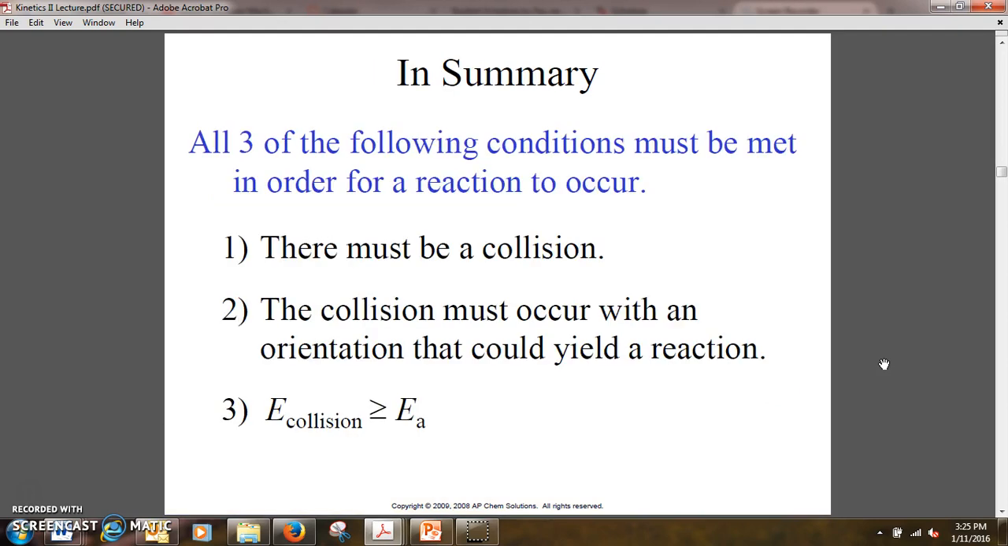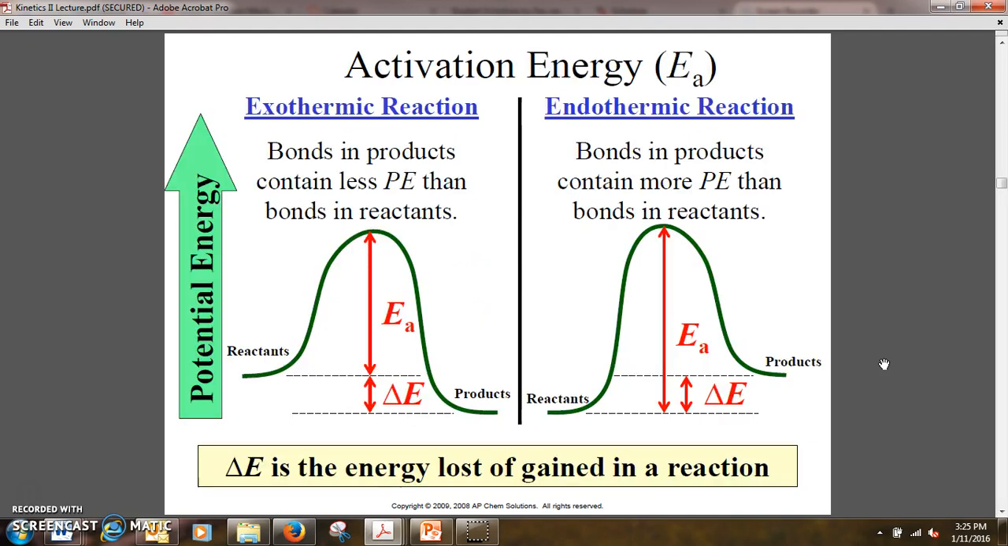Okay, so in summary, 3 things have to happen. One, there must be a collision between the molecules. Two, the collision must have the proper orientation to yield a reaction. And three, we have to have enough energy. The energy of the collision must be greater than or equal to the activation energy of the molecules in order for the reaction to take place.